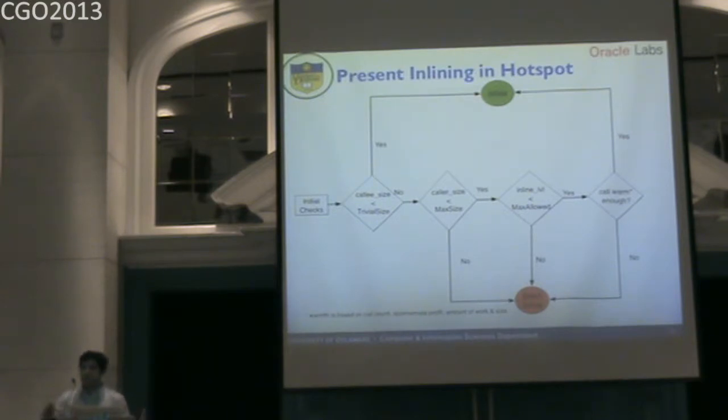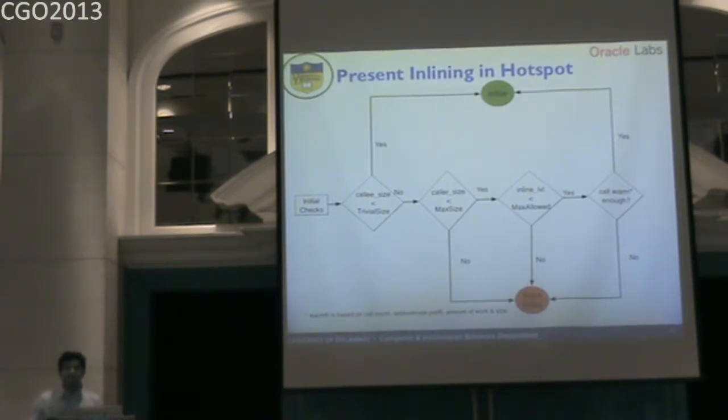So if the caller is already really bloated, you don't want to inline it. Other than that, if it is not too big, what you do is you check the inlining level. If the inlining level is too deep, you don't do it. Or you check whether the call is actually warm or not. If it is not warm, if the answer to any of these questions is a no, you don't inline. If the answer to all of them is a yes, you inline.